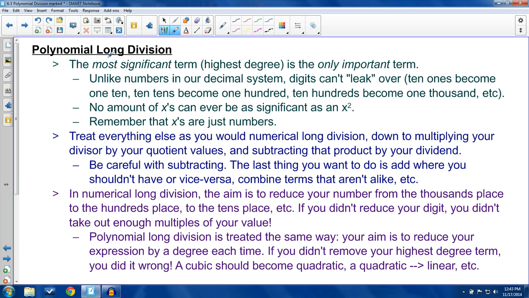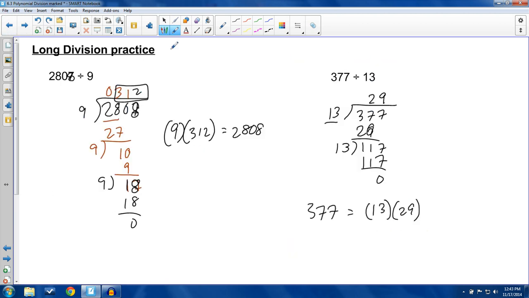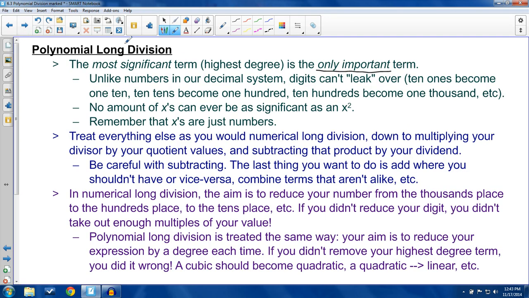In polynomial long division, the most significant term, the one with the highest degree, is the only important term. When I talked about numerical division, that 1 was super important, and the 3 matters as well, because this number is one individual thing. 13 is 10 plus 3. The 3 matters because your unit digits leak into tens digits. Unlike numbers in our decimal system, terms can't leak over. In our decimal system, digits can leak over: 10 ones become a 10, 10 tens become 100, 10 hundreds become 1,000, etc.